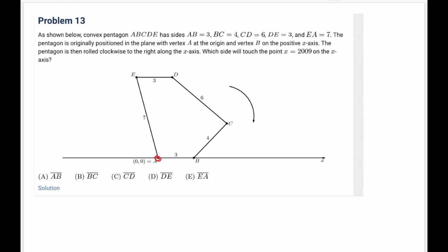Okay, so let's first find out the perimeter of this shape. Perimeter is 3 plus 4 plus 6 plus 3 plus 7, which is 23. So the perimeter is 23.